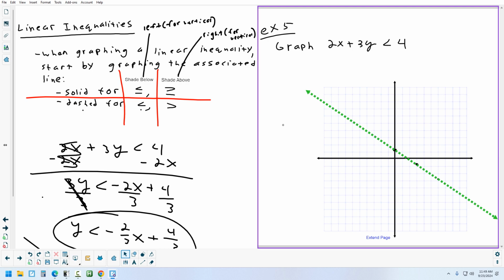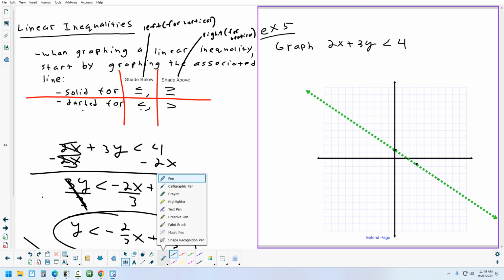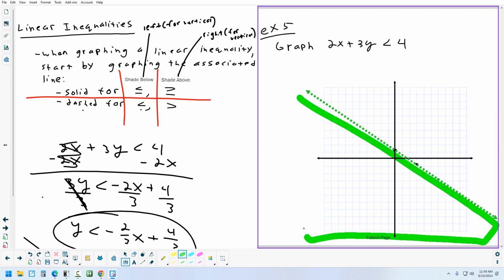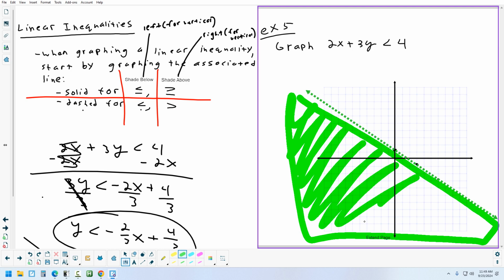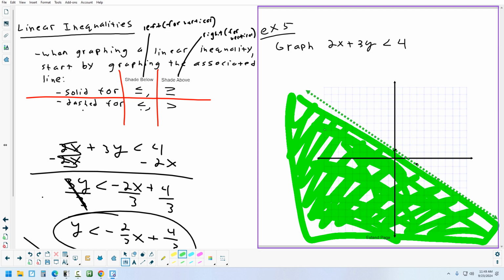Now the last thing I have to do is shade. Should I shade above or below? Yeah. Below. Yeah, this is going to be below. How come, Natalie, how come this one's below? Because it has a less than sign. Yeah, it's got the less than symbol. And less than always means to shade below. Right, so I'm not going to do it perfect, but you get the idea. We're just going to shade below. So right up to, but not including the line, because it's dotted. Question on that one?